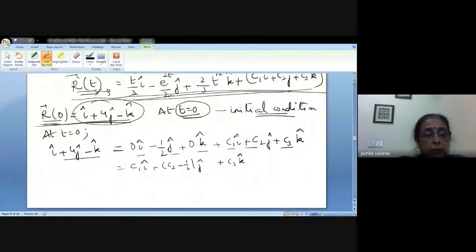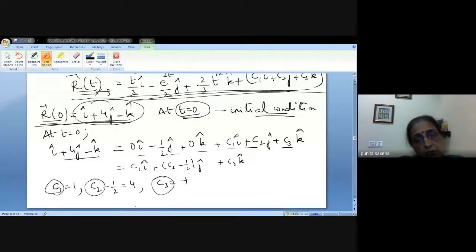So basically, when you compare the values, you get C1 as 1, right? C2 minus 1 by 2 equal to 4, C3 equal to minus 1. You have now all the values of these unknown constants, which can now be substituted back here. So that becomes a particular particle's displacement function. You change the initial condition, your displacement function will change. So to find the displacement function from velocity, initial conditions must be given to us. Then only we can find them.